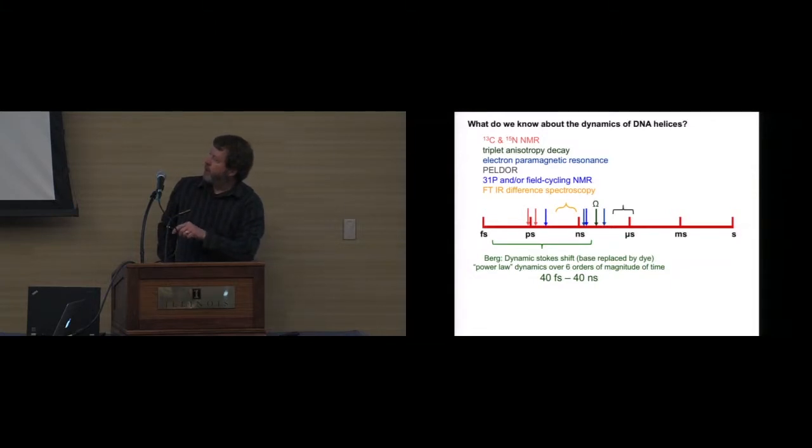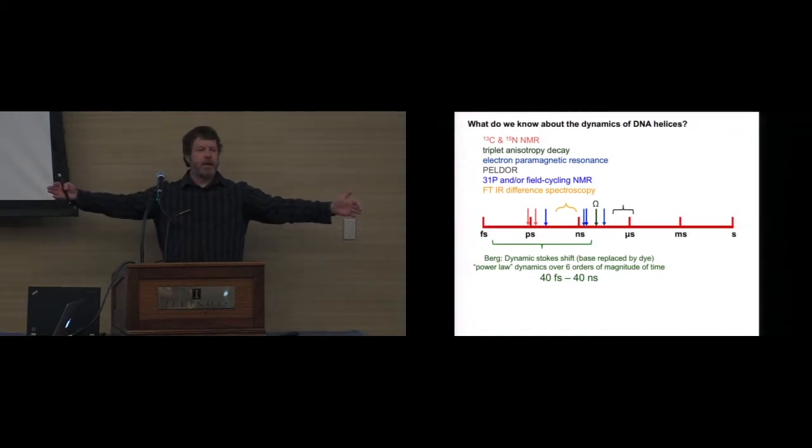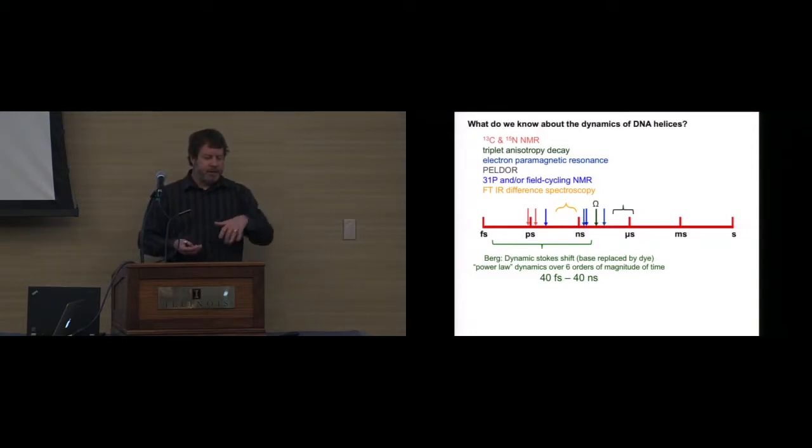There's also nice work on dynamic Stokes shift, which shows a continuum of motion from femtoseconds up to about 40 nanoseconds. That includes the salt and the ions, and you can't break it up into any exponential fit. It's essentially a power law distribution of motion over that time scale. So we see lots of motion there. What about at longer time scales?